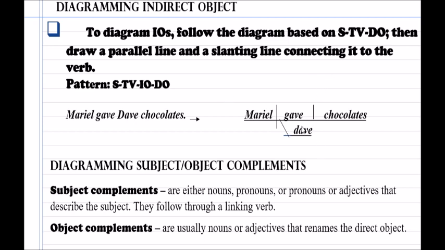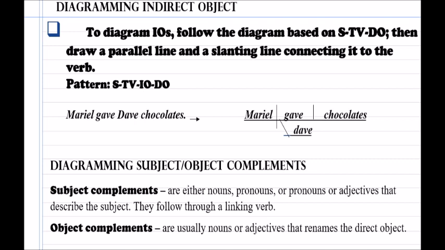Since Dave is the indirect object, sorry, this should be in capital letter. You have to put a slanting line and a parallel line under the verb gave. Now, how to diagram subject or object complements.